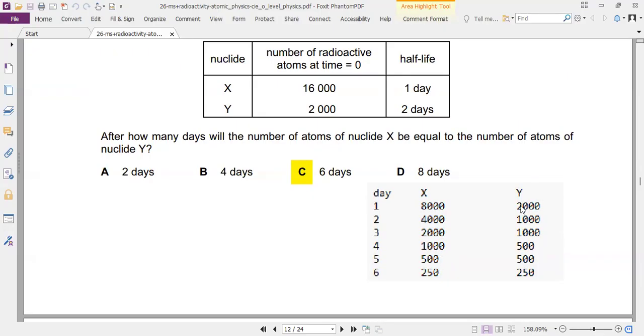The second one halves after 2 days, so it stays 2000 the first day, the second day it becomes 1000, the third day the same 1000, day 4 becomes 500, day 5 stays 500, day 6 becomes 250. 250 is equal, so they both have the same number of nuclei after 6 days.